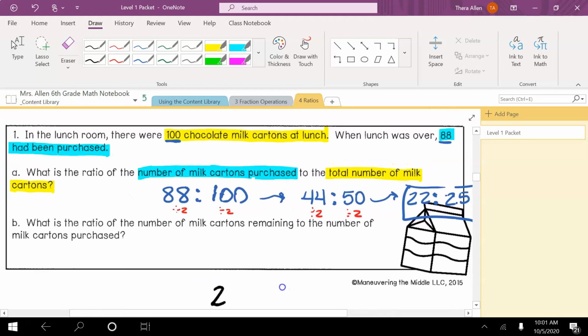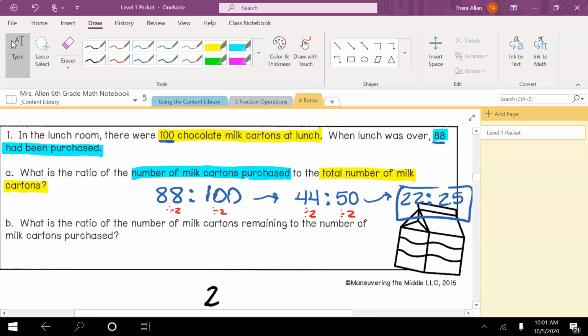Let's look at this last one. What is the ratio of the number of milk cartons remaining? Number of milk cartons remaining. I do not have that highlighted, so we're going to have to think about that. To the number of milk cartons purchased. Number of milk cartons purchased.